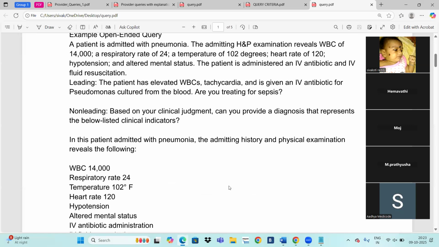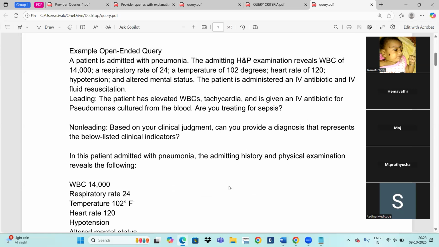This is the open-ended query. For example, how do we raise an open-ended query? In the leading format, how do we need to ask? This is the leading format. Same query: the patient has elevated WBC, tachycardia, IV antibiotic, pseudomonas culture from blood. Are you treating sepsis?